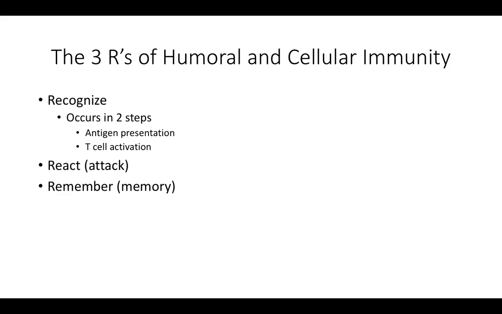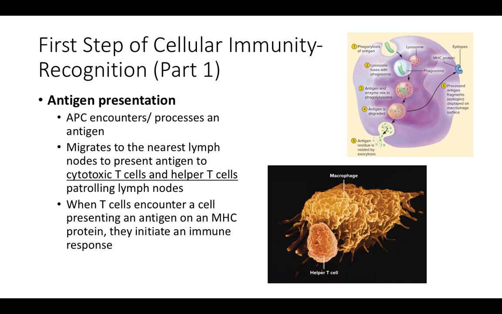So there are 3 R's in both humoral and cellular immunity, but at least in this section, we're going to be focusing on just the steps of cellular immunity. So the 3 R's are recognize, react, which basically just means attack, and remember, or memory. And within cellular immunity, recognize occurs in 2 steps that we've sort of brushed on already: antigen presentation and then T cell activation. So that's what we're going to focus on first.